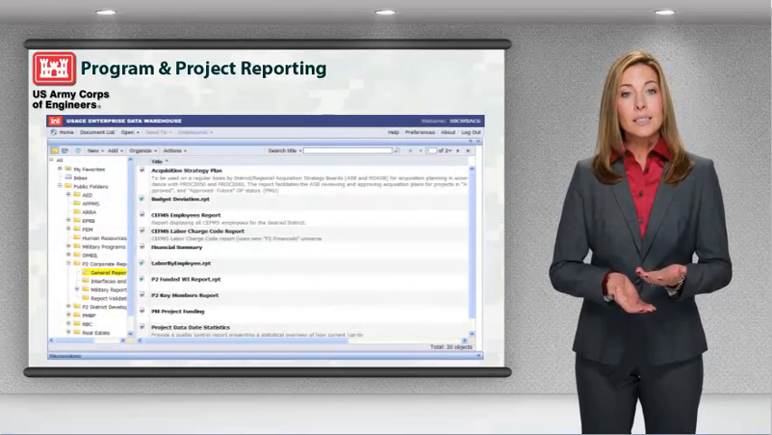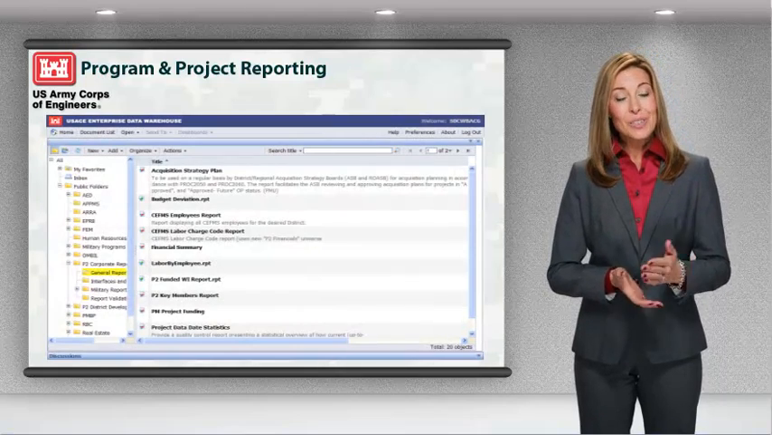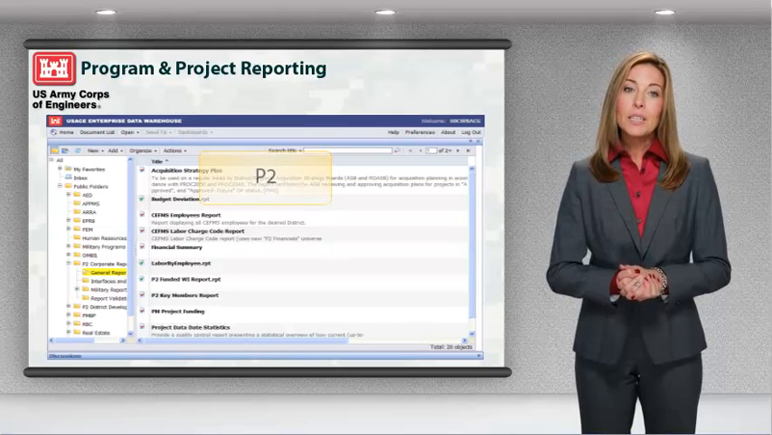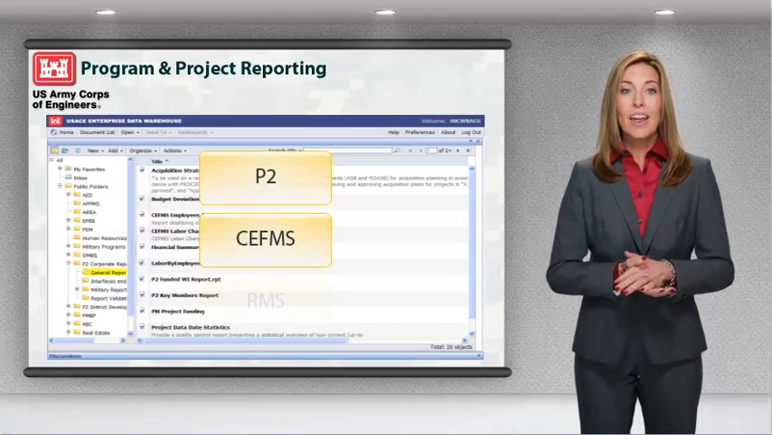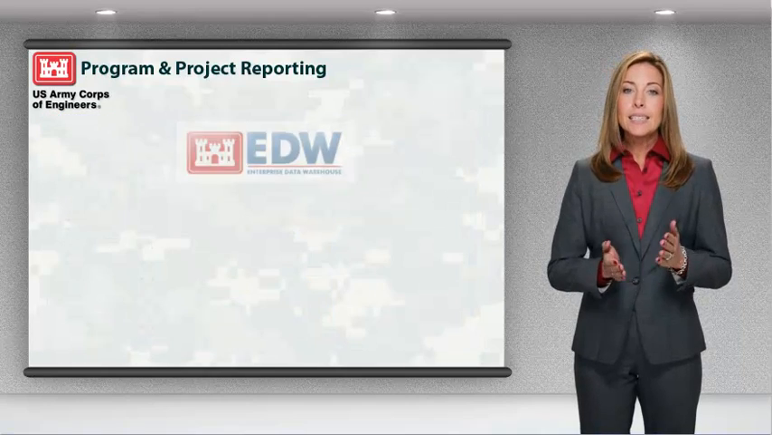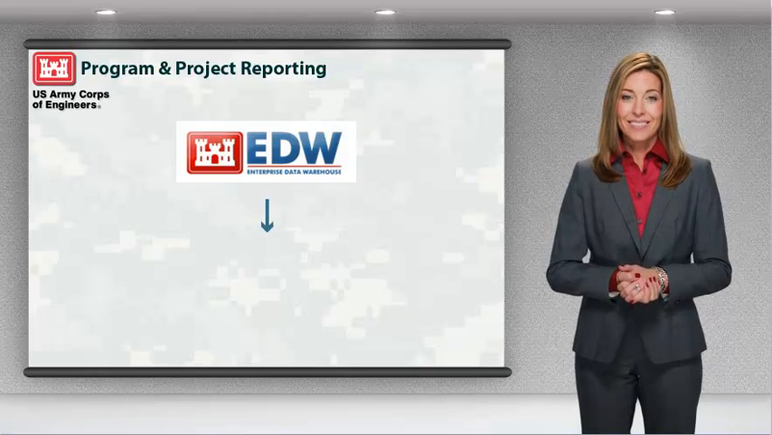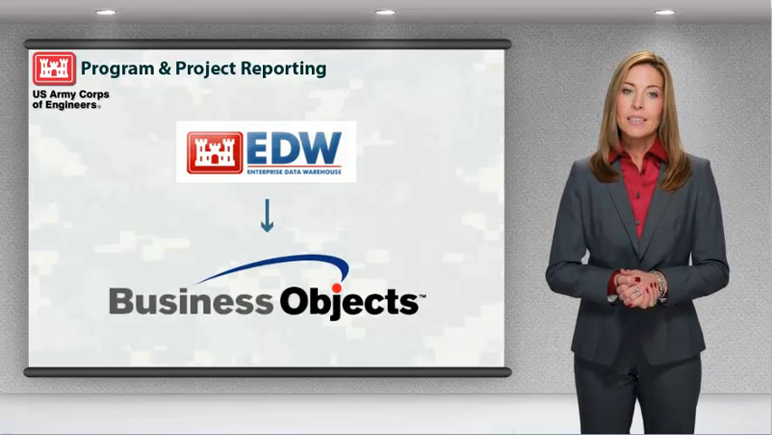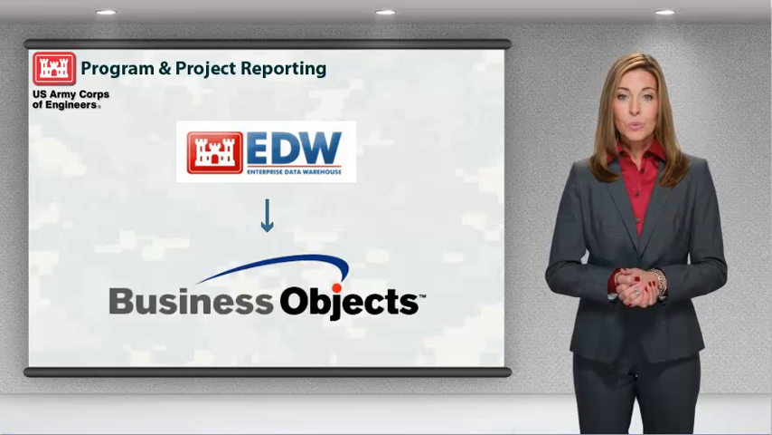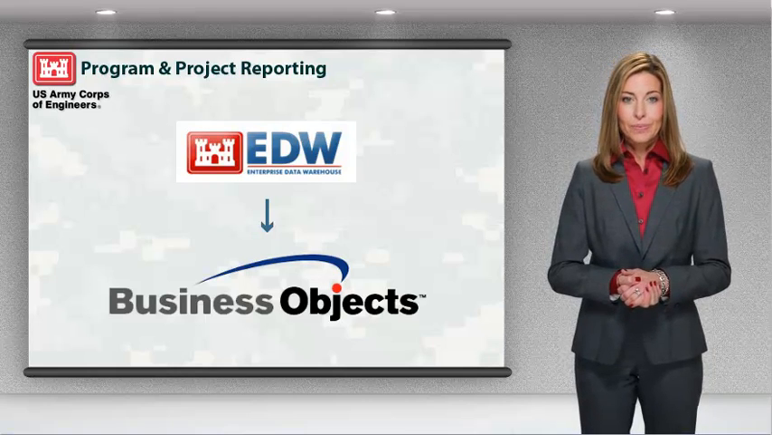The EDW is a consolidated data source or repository which includes not only P2 data but also data from other systems such as CFMS and RMS. It is intended to be the single source for all USACE analytical reporting. Business Objects is the name of the software used to interface with the data housed in the EDW.